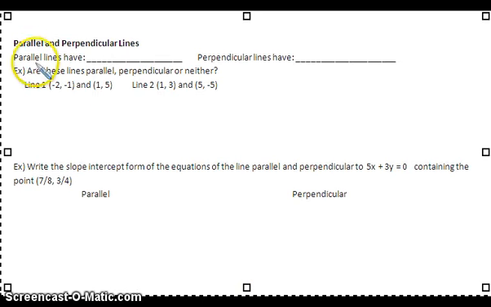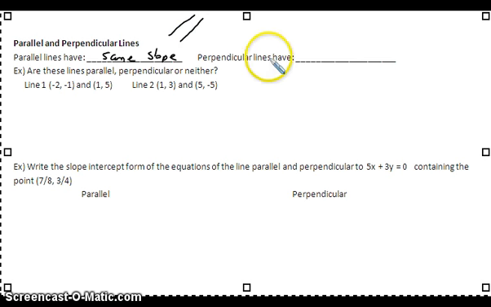Alright, the next concept we're going to talk about is the difference between perpendicular and parallel lines. One key characteristic about perpendicular and parallel lines is the idea that their slopes are either the same or negative reciprocals. If they're parallel lines, they're going to have the same slope. That should make sense because parallel lines run off in the same direction, they're never going to intersect, so they have to be going off on the same slope.